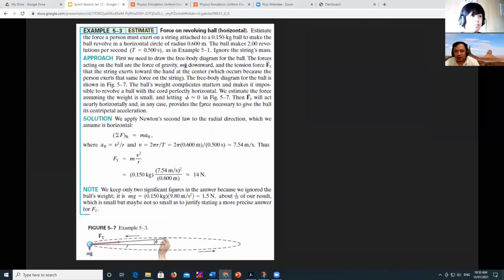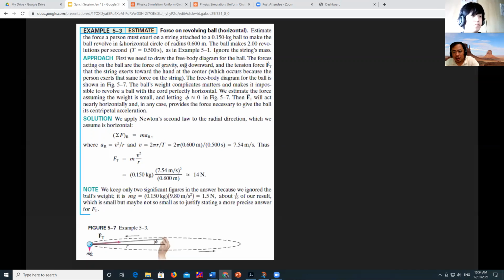Another example here: force on a revolving ball. Estimate the force a person must exert on a string attached to a 0.150 kilogram ball to make the ball revolve in a horizontal circle of radius 0.600 meters. The ball makes 2 revolutions per second. So two revolutions per second is the frequency, and the reciprocal of that is 0.5 seconds, the period.